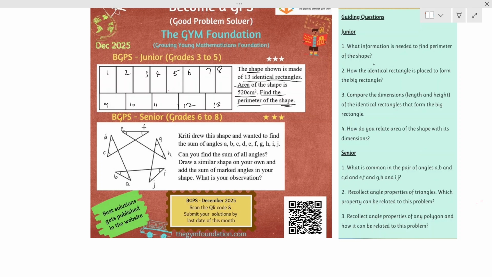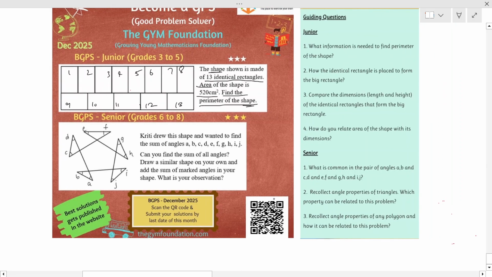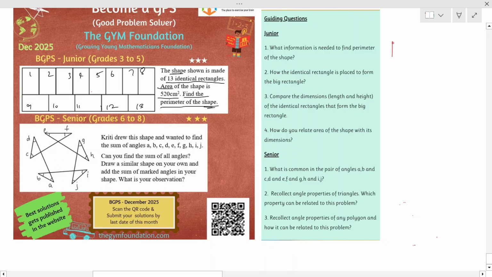Let's see what the guiding questions are. It says: what information is needed to find the perimeter of the shape? You know the perimeter of a shape is nothing but the boundary of the shape. In the case of a rectangle, assume the big rectangle has this length L and this breadth B. The perimeter is the boundary, which is 2 times L and 2 times B. So 2 times (L plus B) is the perimeter of the shape.